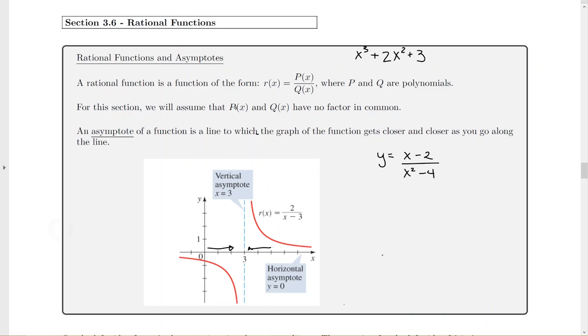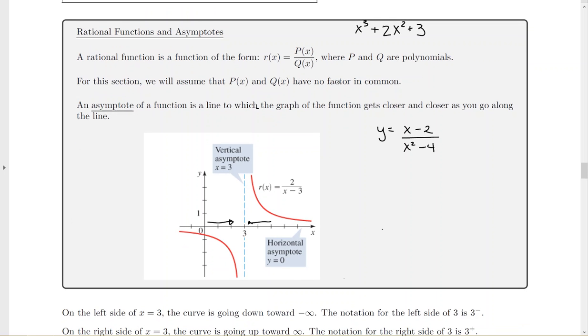So for this section, it says assume P of x and Q of x have no factor in common. Here's why. If I take my y equals x minus 2 over x squared minus 4 and I factor this, the top doesn't factor, but the bottom is the difference of two squares. So notice the x minus 2 can cancel with the x minus 2, and I can reduce the fraction down to 1 over x plus 2. When I reduce the fraction down, the vertical asymptote is found by setting the denominator of the reduced fraction equal to 0, solve for x.